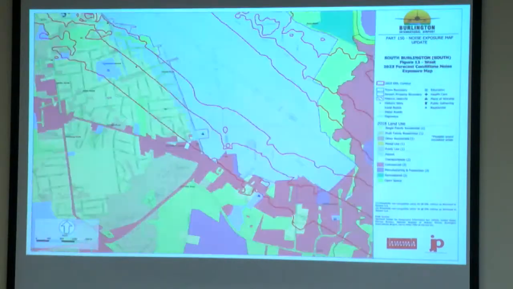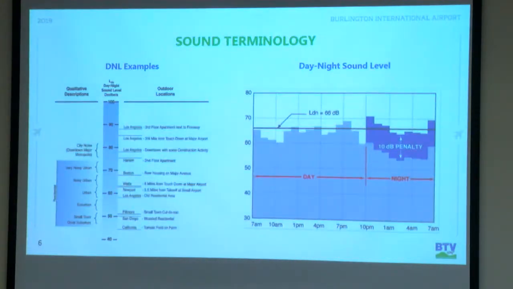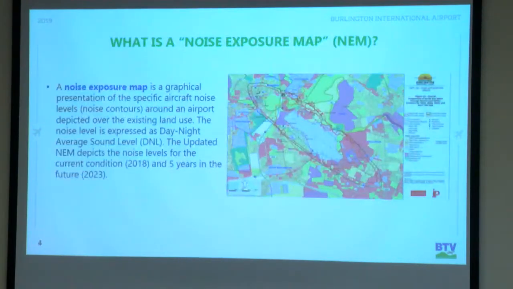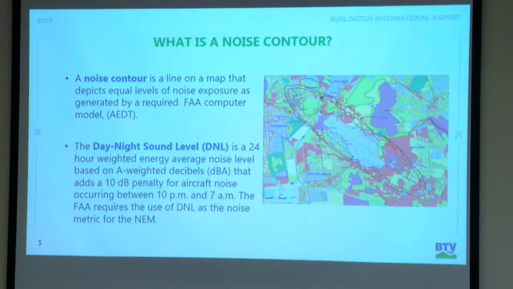I actually have it somewhere in here, and there it is. So you can see here in a graphical depiction, taking all of those single events of noise over that 24-hour period on the right-hand side there, anything occurring beyond 10 p.m. before 7 a.m. gets that 10 decibel penalty, and then is averaged over that 24-hour period to come up with what you generally read about, the 65, 70, or 75 dB DNL, which stands for day-night level average. And 10 decibels is a doubling of the sound, right? It's generally a twofold or doubling of that sound.